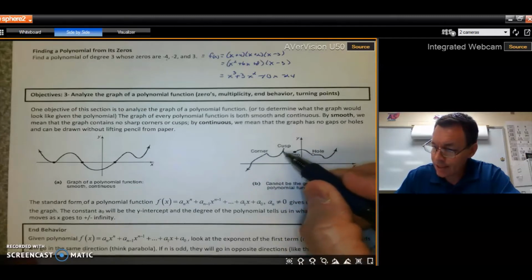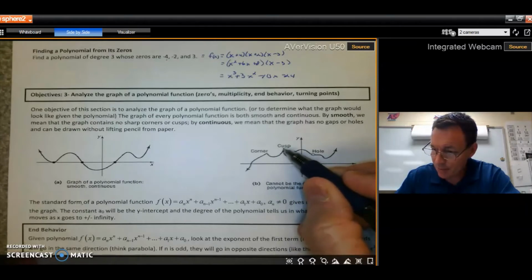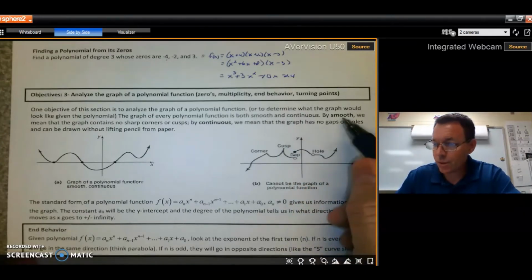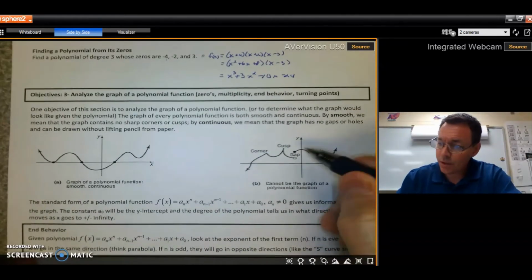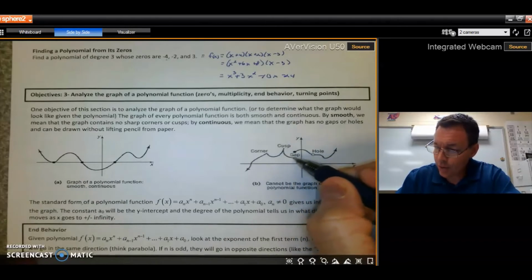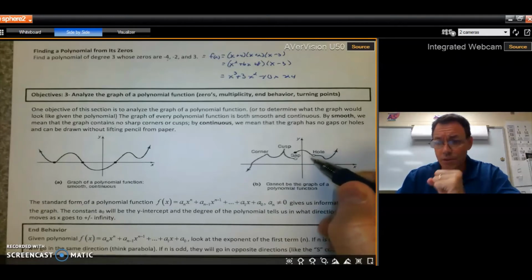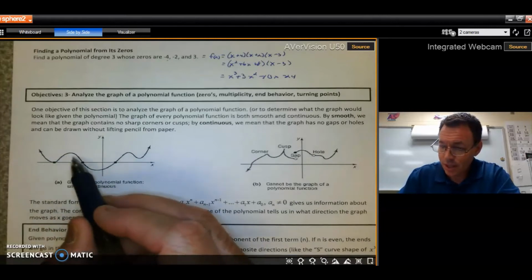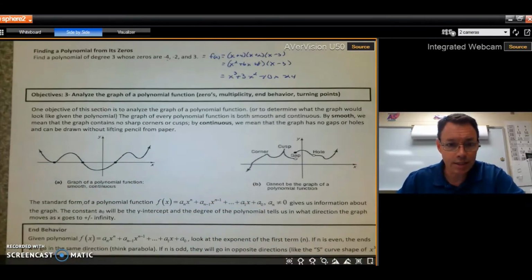Or it creates this little cusp right here. So it curls up and then it curls right back down and makes this sharp point. That's not a polynomial either. So that's what we mean by smooth. Continuous means there are no gaps in it. So if you have a place in a graph where you have to stop, pick up your pencil, and then continue, or you simply have a hole in the middle of your graph, that's not going to be a polynomial. Okay, so this is an example of a polynomial function. It is smooth and continuous.